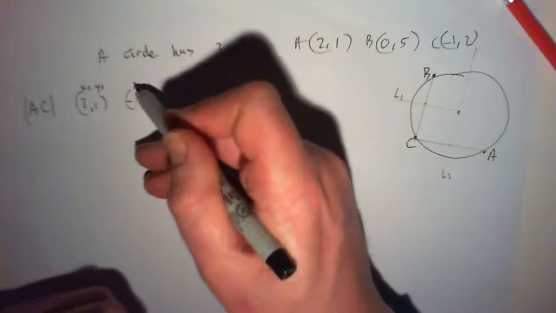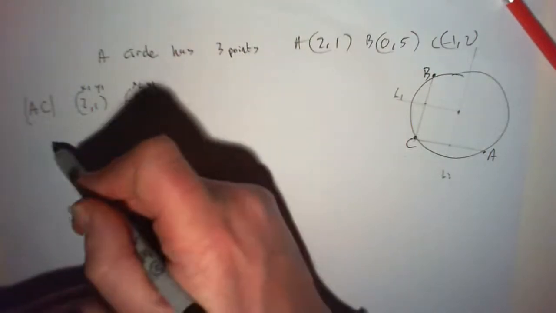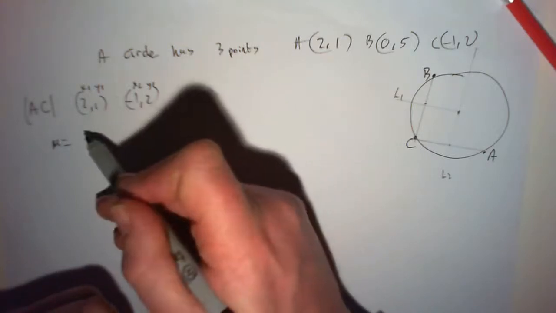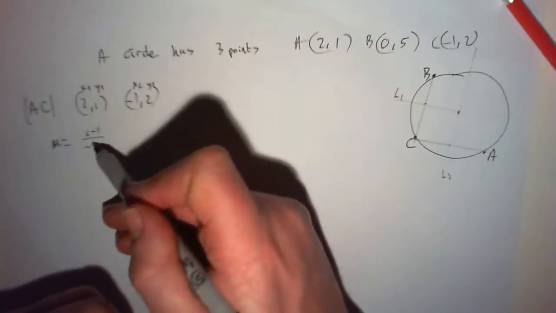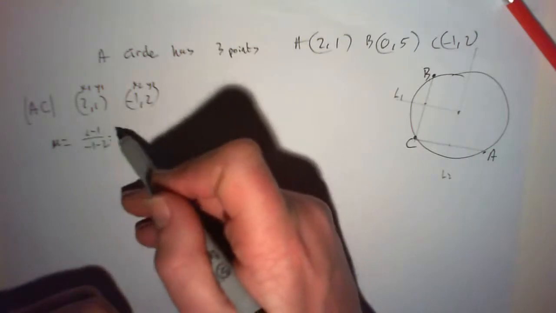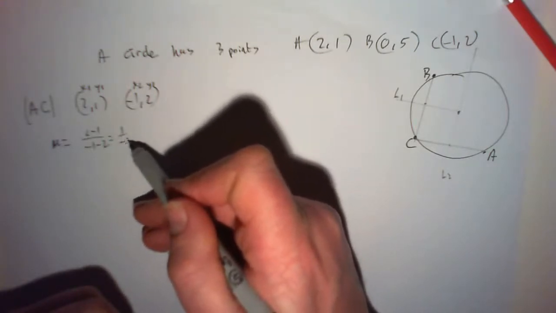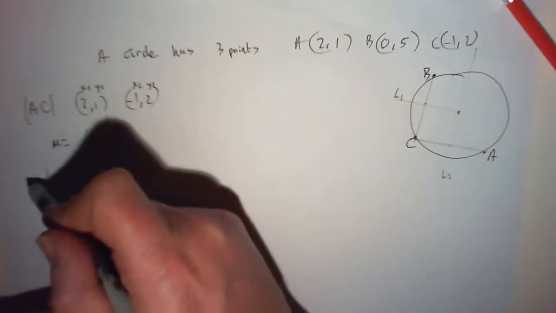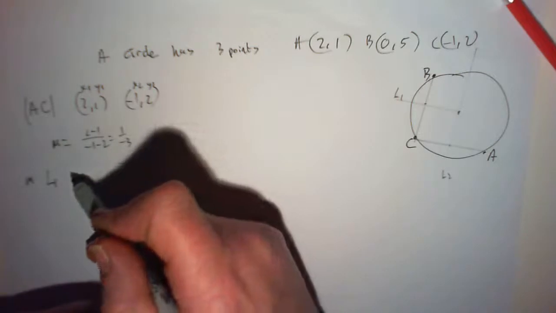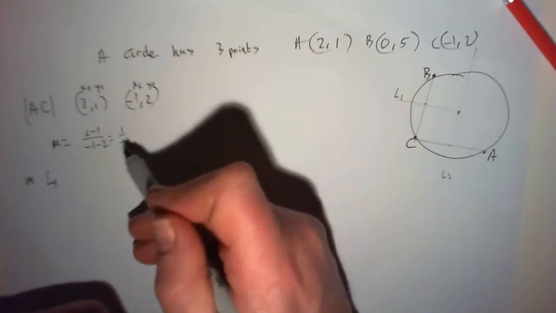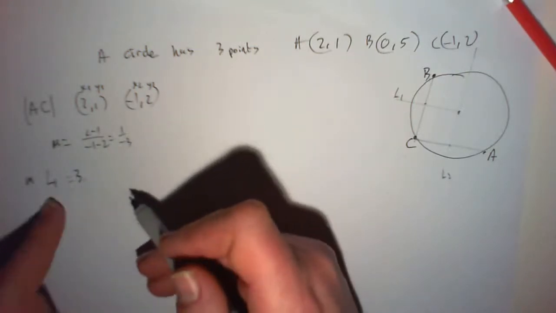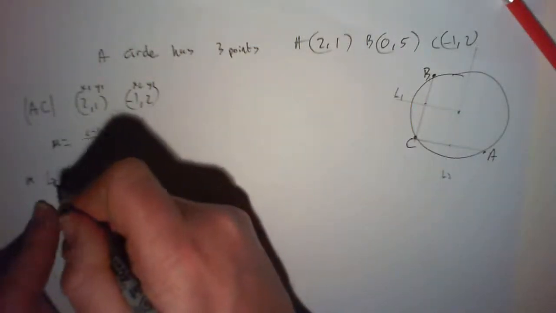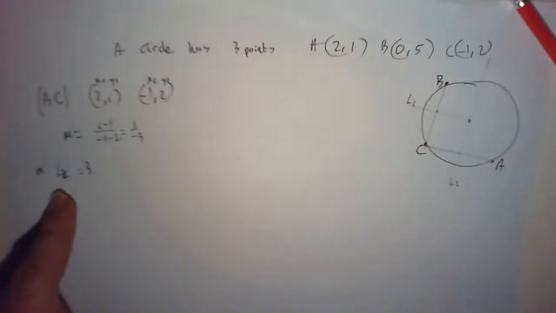X1, Y1, X2, Y2. Let's get its slope. So its slope is going to be Y2 minus Y1, 2 minus 1, over X2 minus X1. So that's going to be 1 over -3, which means the perpendicular slope. So the slope of L1 is going to be, well, if it's 1 over -3, then it's going to be 3. Sorry, we're doing AC, so it's L2, sorry. Okay, it's L2. So we've got the slope for L2.